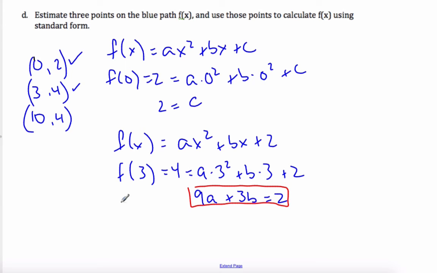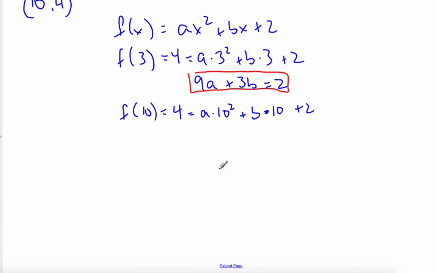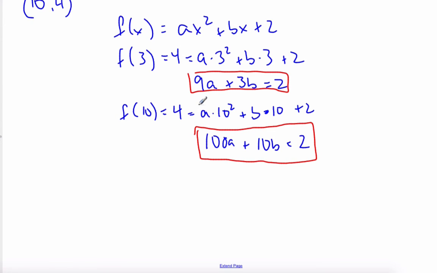And then finally I have f at 10 also equals 4, which means a times 10 squared plus b times 10 plus 2. And again, if I rearrange this, I get 100a plus 10b. Subtracting the 2 gives me 2. And here is a second equation. So if I have 2 equations and 2 unknowns, I can then solve it.